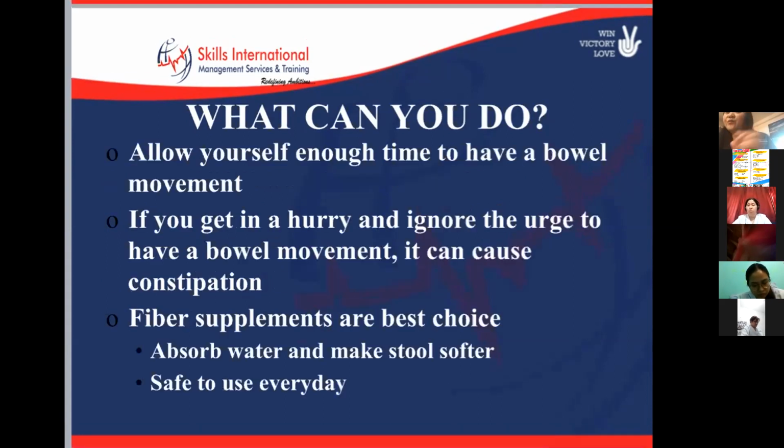You have to allow yourself to have the bowel movement. If you get in a hurry and ignore the urge to have a bowel movement, it can cause constipation. So if you feel the urgency to have this bowel movement, you go directly. Do not delay it, because if you delay it, it will become constipated already.